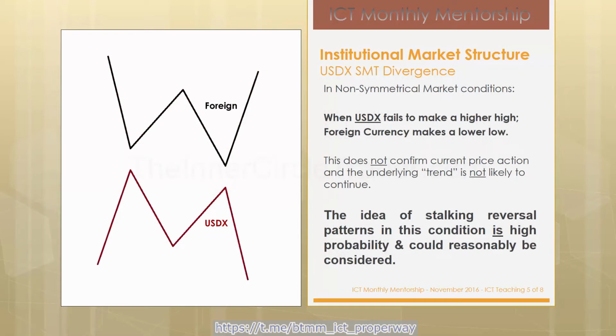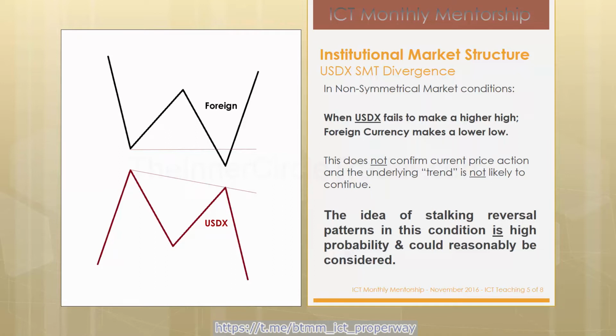Again, looking at non-symmetrical market conditions, when the dollar index fails to make a higher high while foreign currencies make a lower low, the same thing is being said as we said in the previous slide. It's just being illustrated in a different context. This is showing the dollar index is failing to make a higher high. That means there's underlying weakness, and there's a lower low seen in foreign currency pairs.